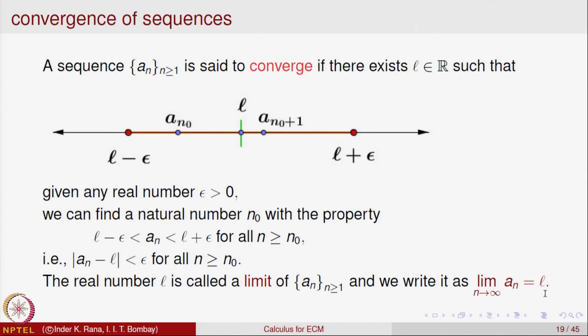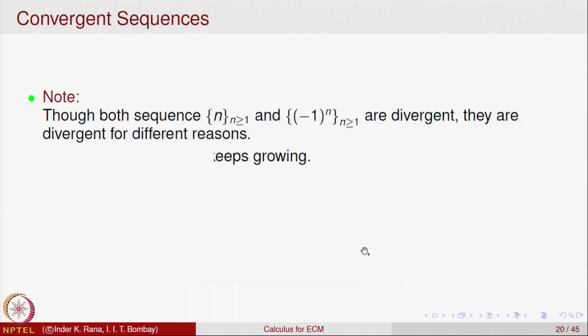So, once again let me say, we say that a sequence a n converges if there is a number L such that for every epsilon bigger than 0, there exists n naught, a natural number such that a n minus L is less than epsilon for n bigger than n naught. Okay. Right. Let us look at some examples to understand this.